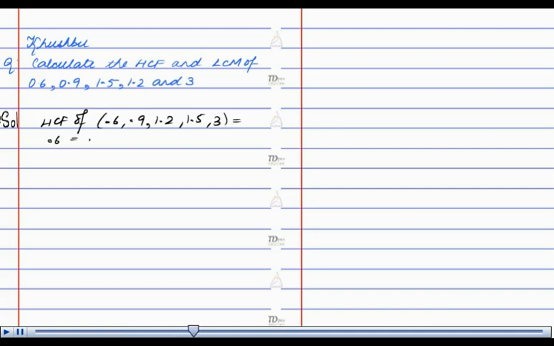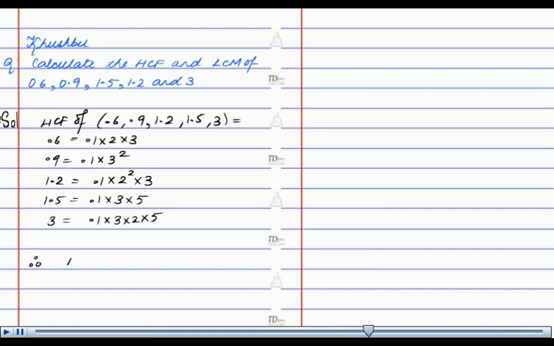0.6 can be written as 0.1 into 2 into 3. 0.9 can be written as 0.1 into 3 square. 1.2 can be written as 0.1 into 2 square into 3. 1.5 can be written as 0.1 into 3 into 5, and 3 can be written as 0.1 into 3 into 2 into 5.